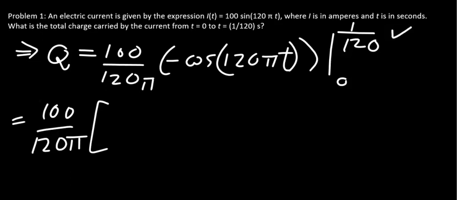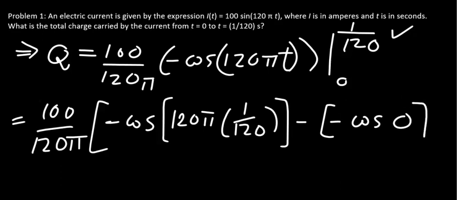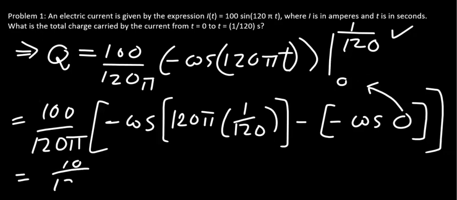Now let's substitute the limits. So substituting the upper limit first, you have minus cosine 120 pi times 1 over 120. So that is the upper limit, minus cosine 0. So this 0 is the lower limit. So as you can see, this is going to give you 100 over 120 pi.